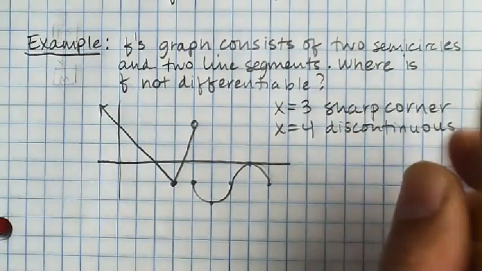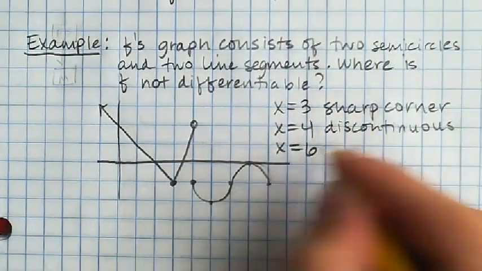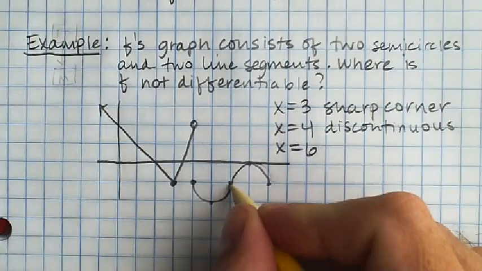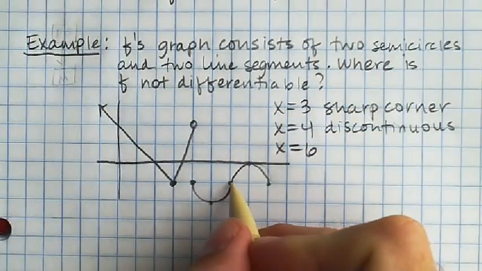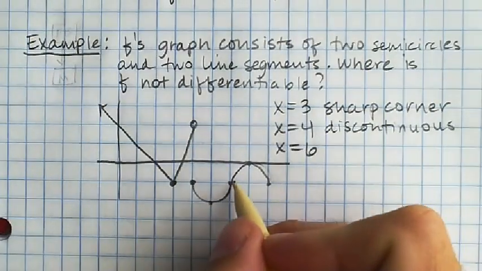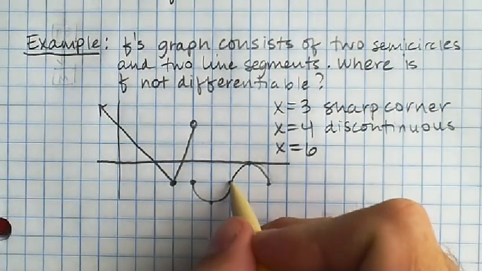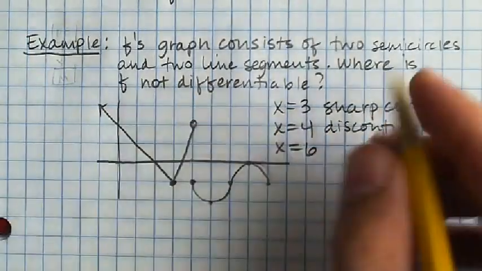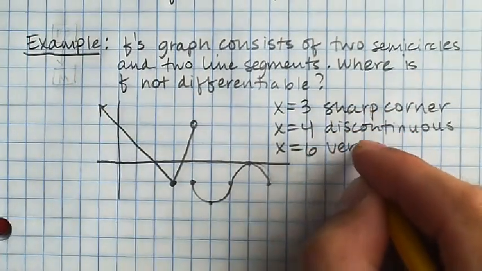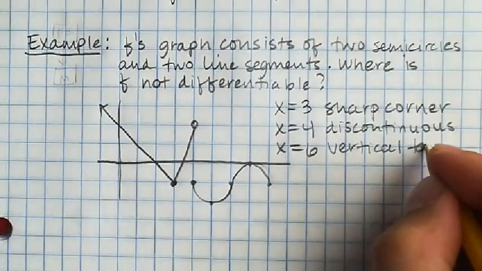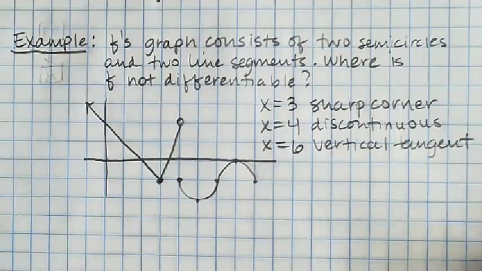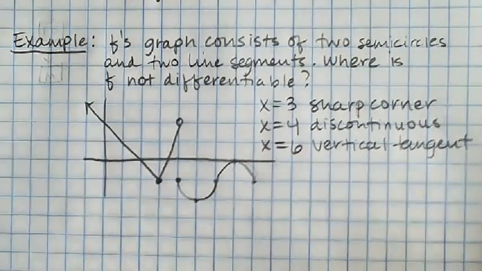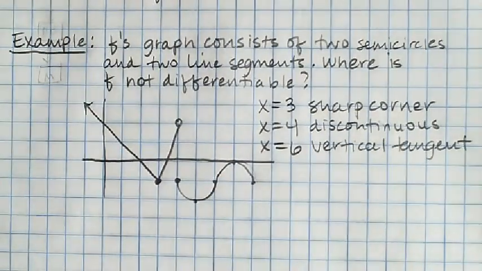And at x equals 6, we've got a vertical tangent, right? Because it's two semicircles. I know that at the edge of a circle, it's pretty vertical. It's a horrible drawing, but the tangent would be vertical here because they're semicircles. Okay, so that's a pretty direct question about differentiability.